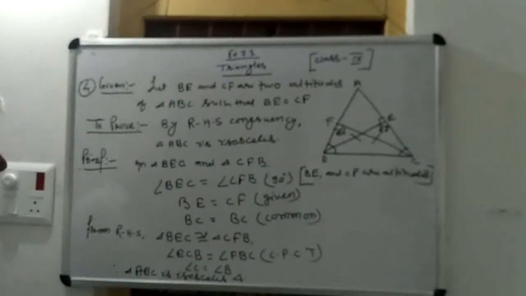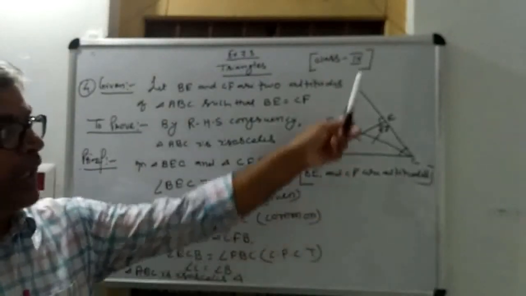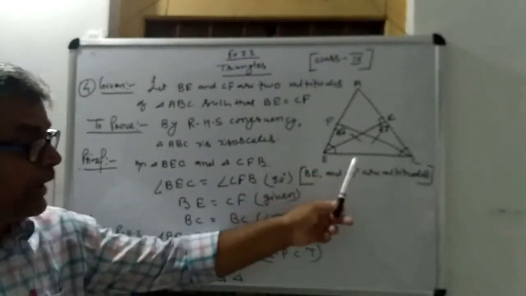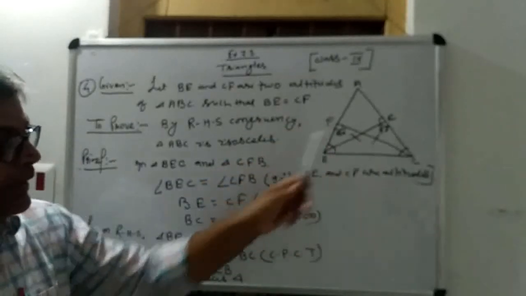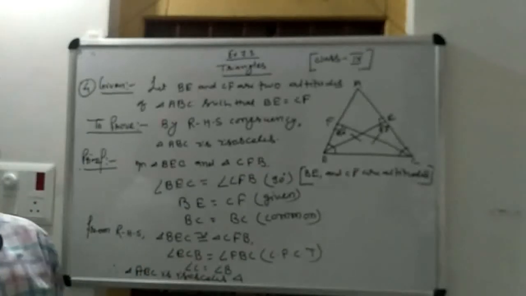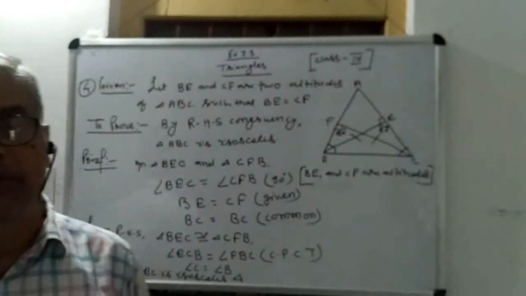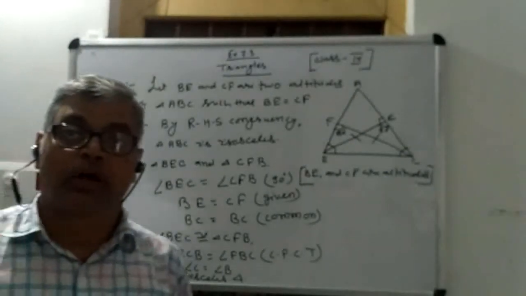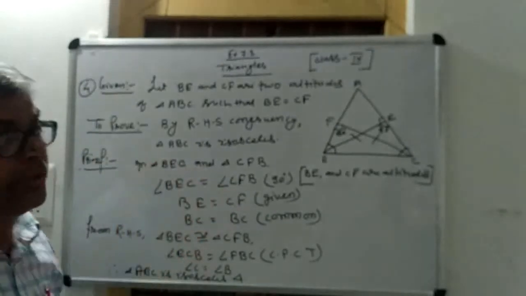And when angle C equals angle B, the base angles of triangle ABC become equal. So we can conclude that triangle ABC is an isosceles triangle, because you know that in an isosceles triangle the base angles of the triangle are equal. So in this way you can solve this question.